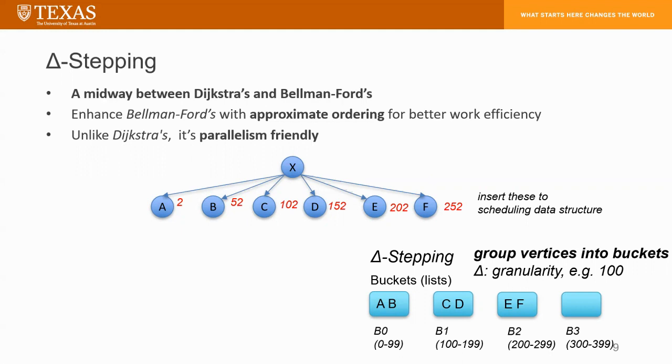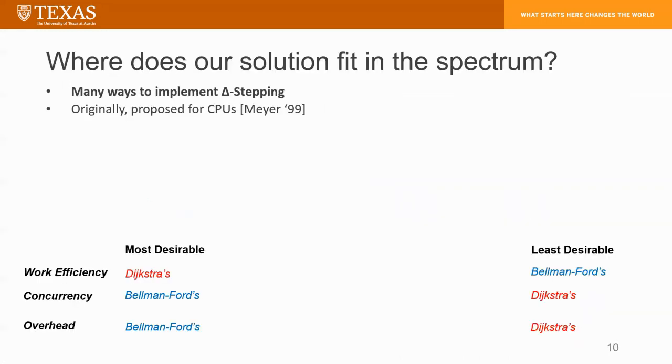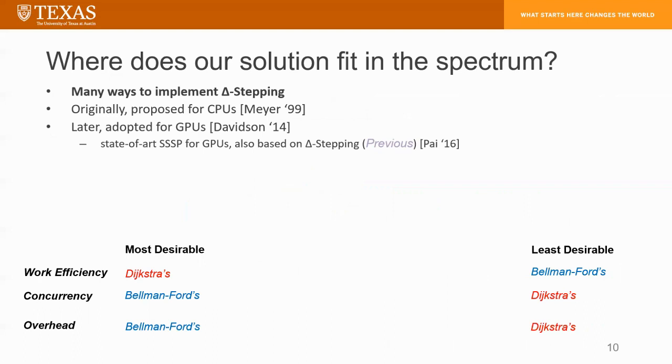Vertices within each bucket can be processed in arbitrary order. So there's no ordering within a bucket, but the buckets are ordered. To implement data stepping, originally this was proposed for CPUs, and later on it was adopted for GPUs as well. The current state of the art is also based on data stepping.